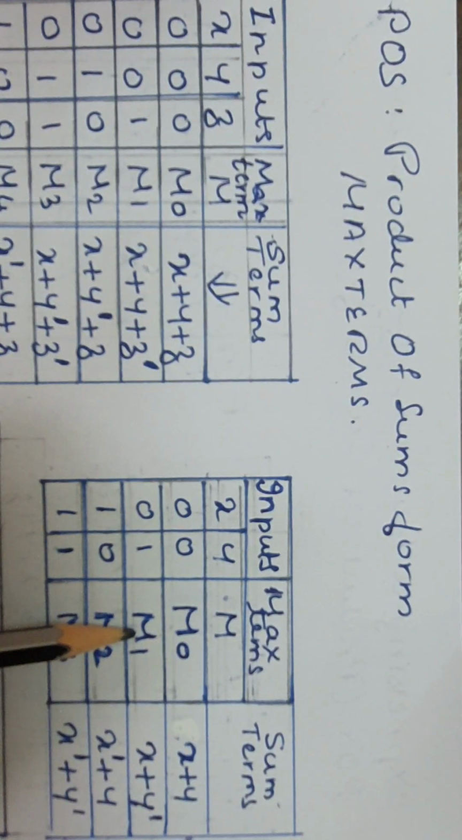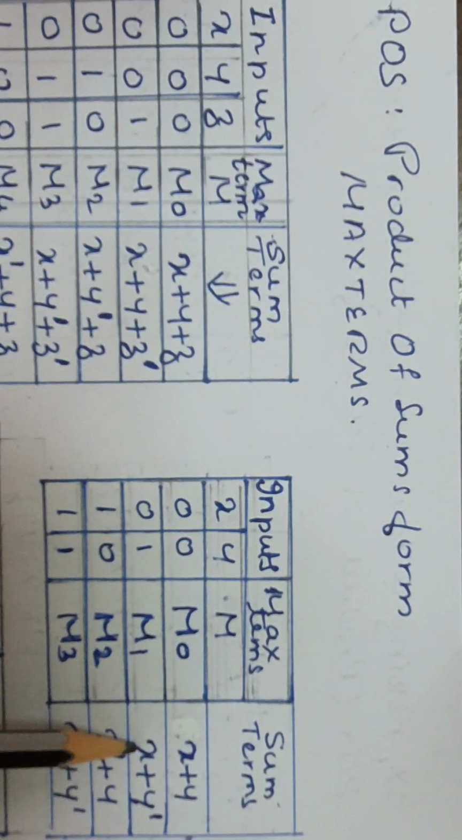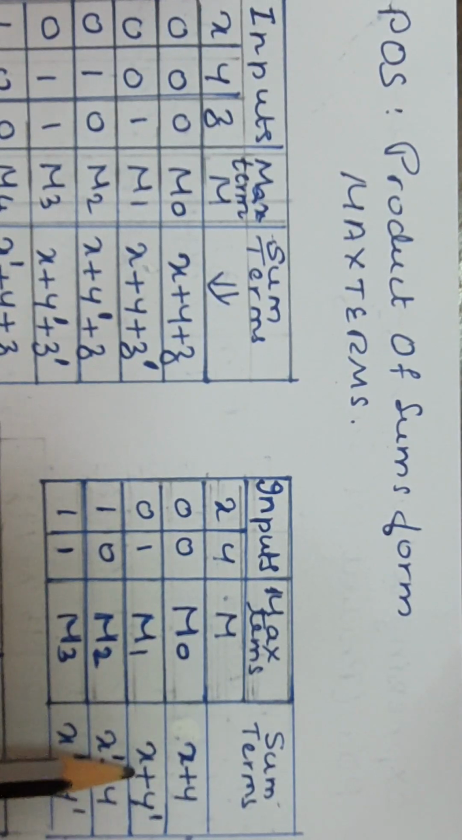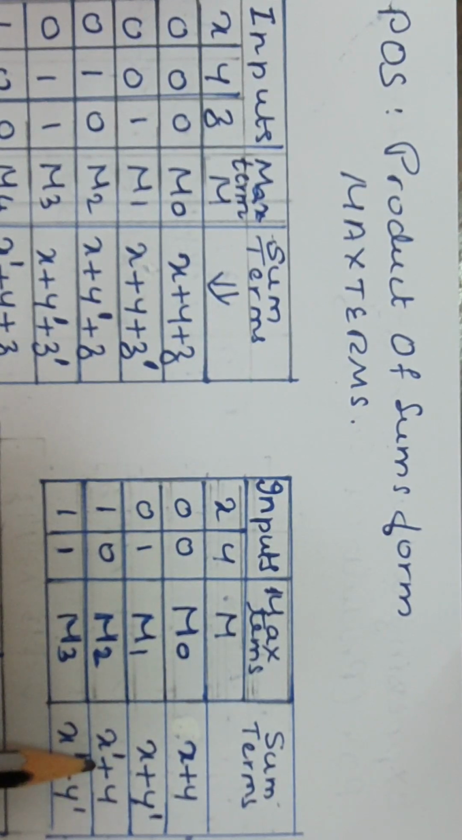Then max term M1 is for input conditions x equal to 0, y equal to 1. X equal to 0 means x is written as it is. Y equal to 1 means y dash is written, with a plus sign in between. Max term M2 means input conditions are 1, 0. So x is 1, y is 0. X is 1 means x dash is written. Y is 0 means y is written, with a plus sign in between. M2 is a sum term.